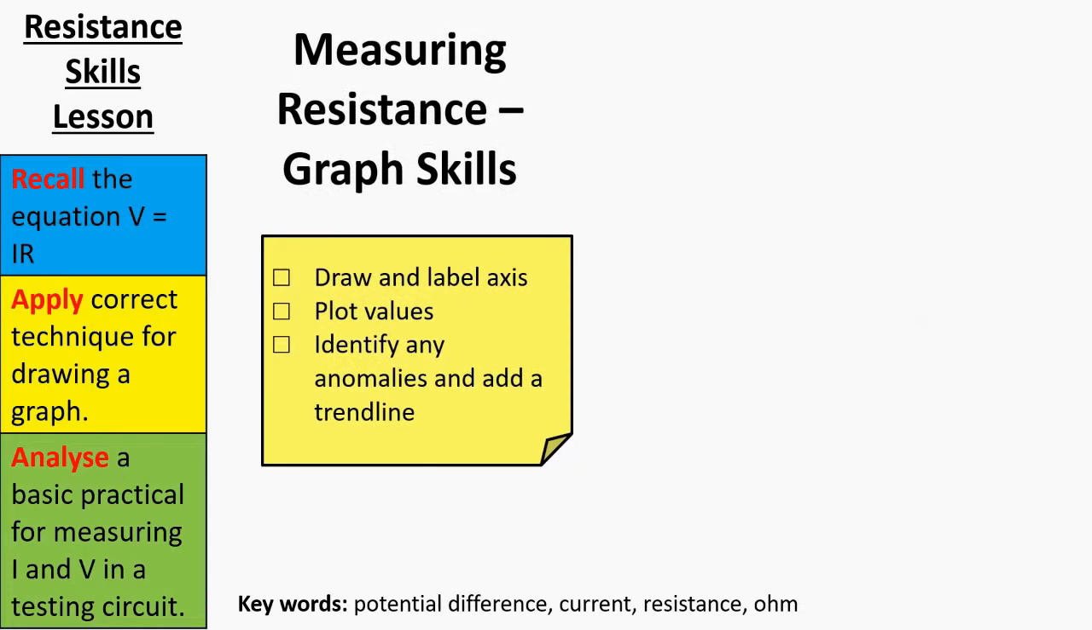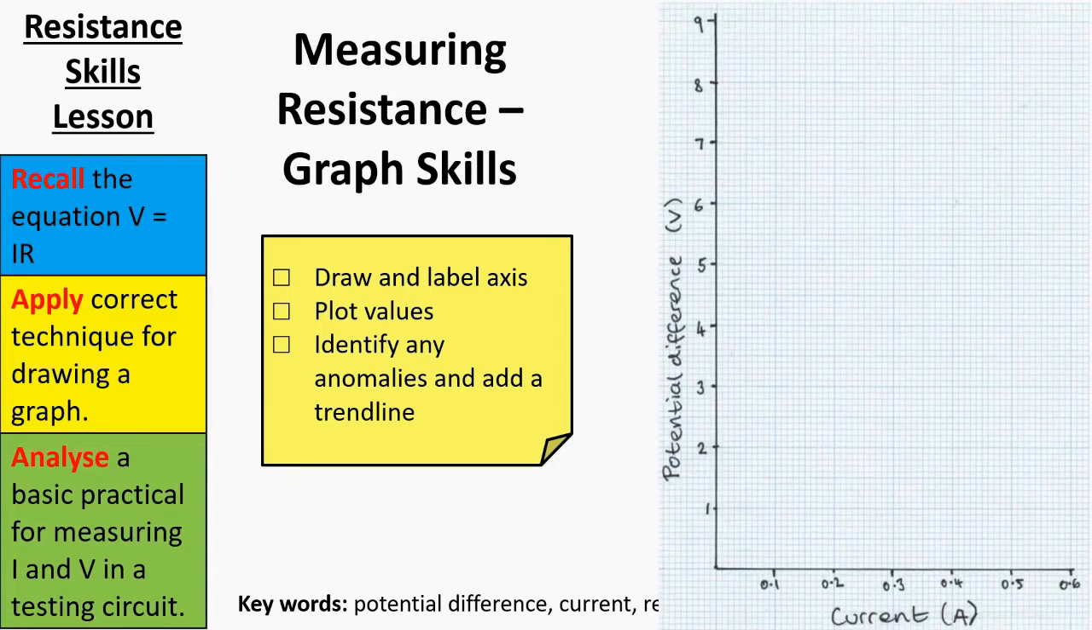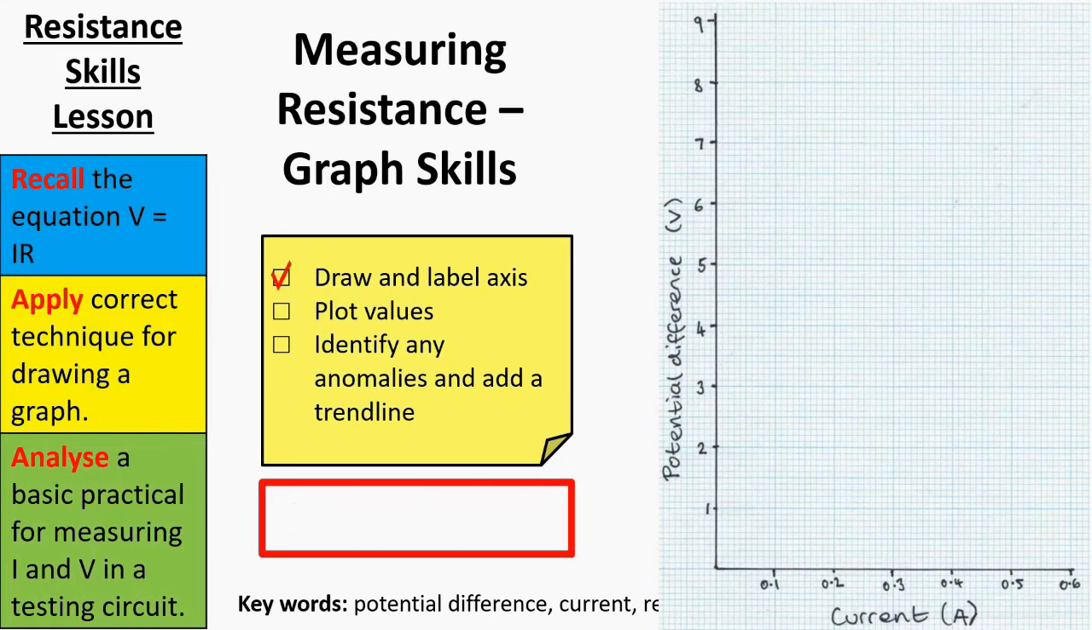So let's take a look to see if you've managed to draw and label your axis correctly. If you've done that correctly, tick it off. If you need to make any corrections, pause the video now, make those corrections. Once you've plotted your values, press play and we'll see if you've got the same values as I have.